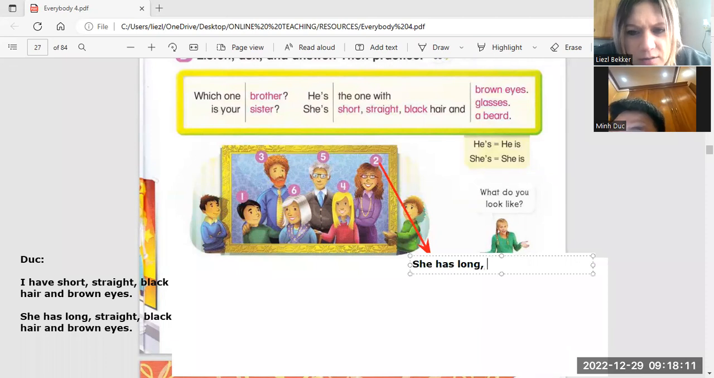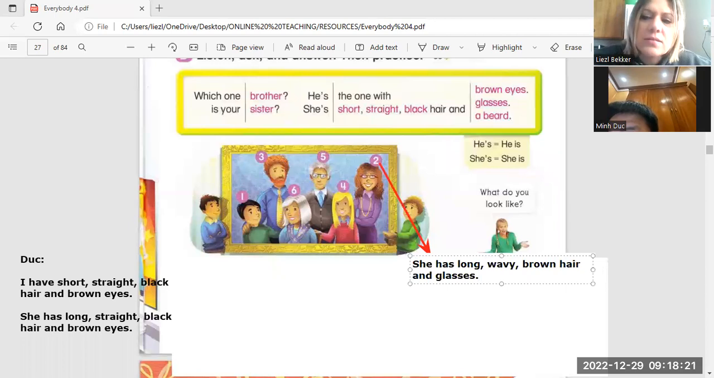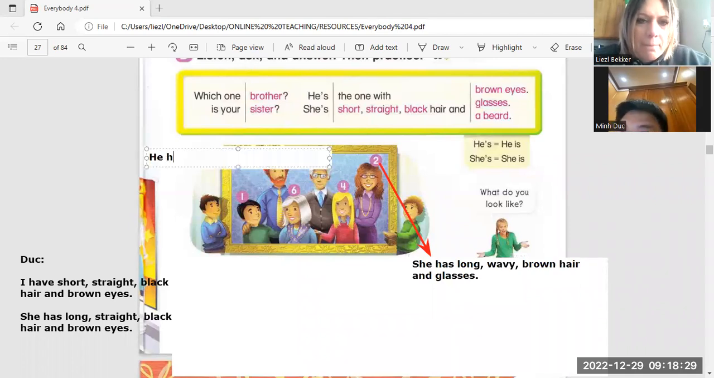She has long wavy brown hair and glasses. And glasses. Good. Number three. He has curly brown hair and a beard.